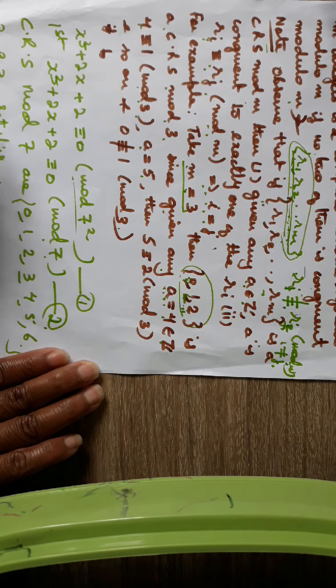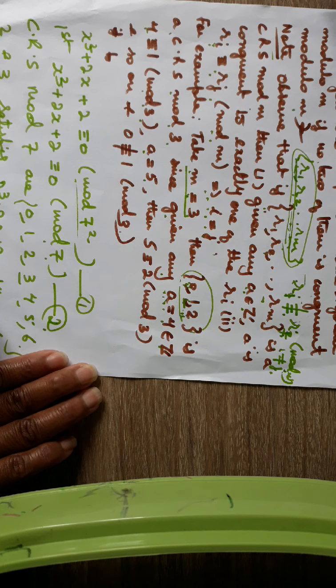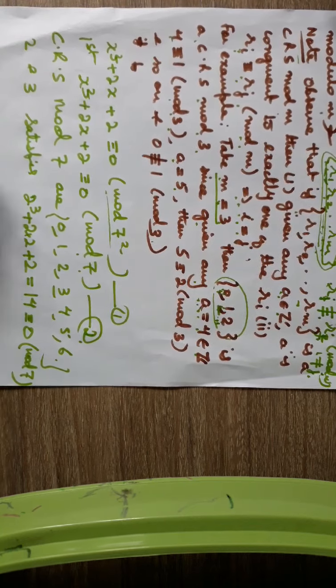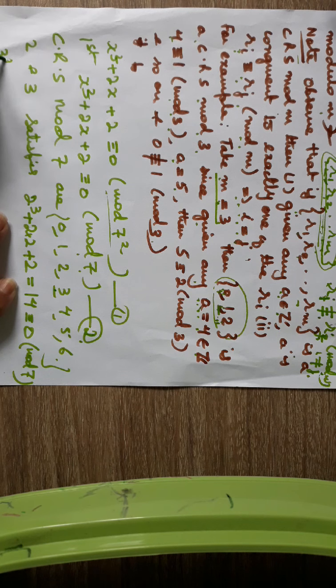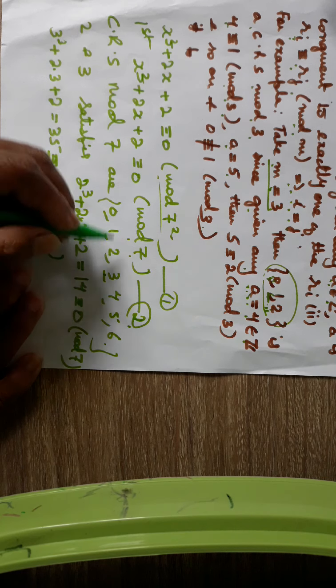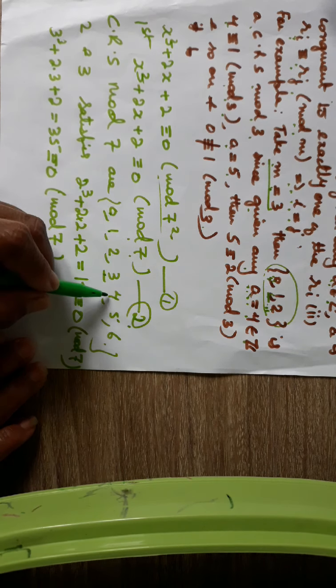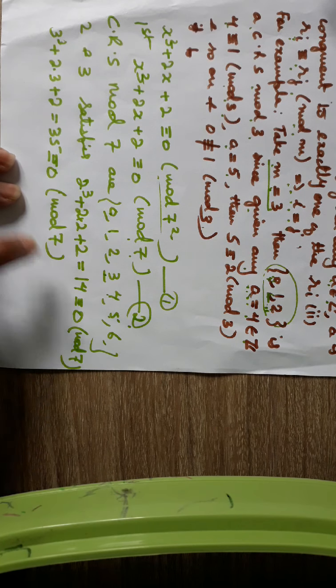Okay, this is x cubed, not 2 cubed. Satisfy this one: 2 cubed plus 2 into 2 plus 2 will be equal to 14, and 14 is divisible by 7, so it is congruent to 0 mod 7. If you replace x by 3, then 3 cubed plus 2 into 3 plus 2 will give you 35. Again, this is divisible by 7, so it is congruent to 0 mod 7. The rest, if you replace by 0, 1, 4, 5, 6, they are not congruent to 0, or we can say that it is not divisible by 7.